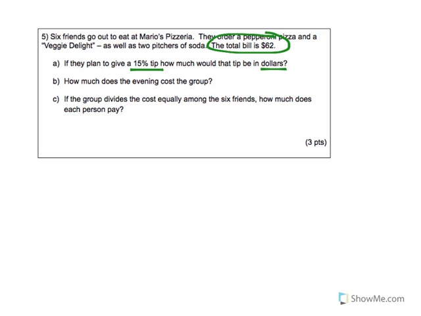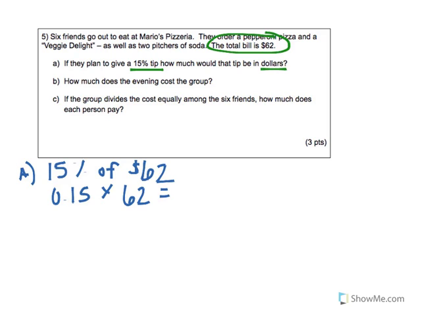So let me label this as part A. They want to leave 15% of $62. So again, I'm writing my percent statement. This is what I'm trying to find. I convert my percent to a decimal. I'm multiplying. I'm making an equal group of 62. And if I plug that into my calculator, what I get is 9.3. But I'm trying to figure this out in dollars, and in dollars means that I need to write it how we think about money. So 9.3 is the same as $9.30. We don't say just 9.3. So this is my answer for part A.